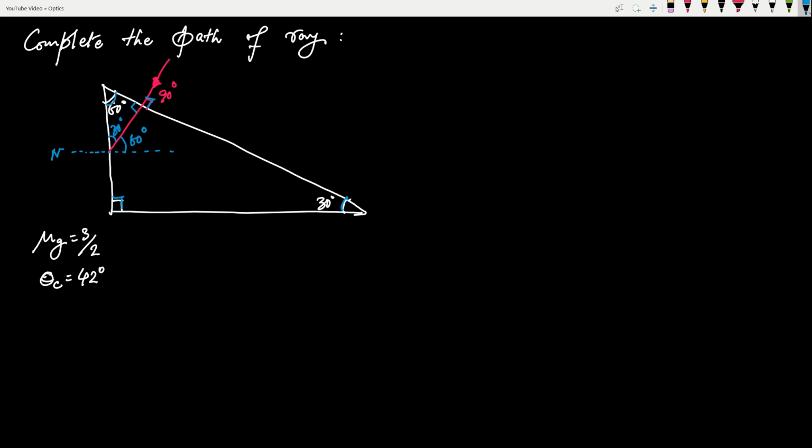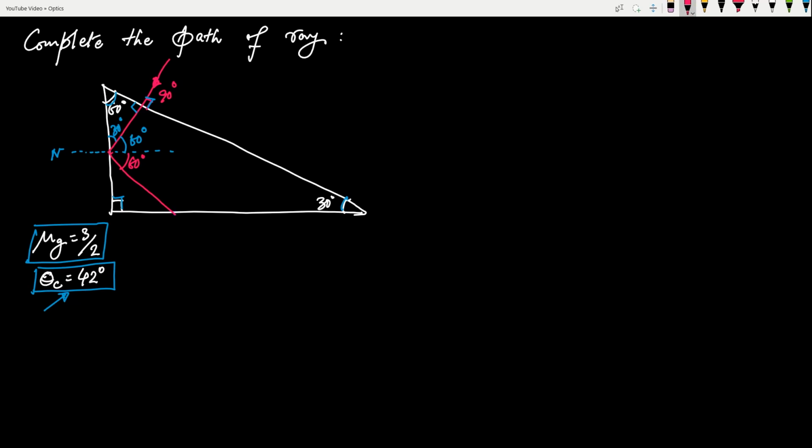Now the critical angle is given to be 42 degree for the glass medium. This is actually a glass medium, and the refractive index of the glass is 3/2. Since the incident angle is 60 degree, which is greater than the critical angle 42 degree, it will undergo total internal reflection. Therefore this ray will move like this, and this angle will also be 60 degree because of the laws of reflection.